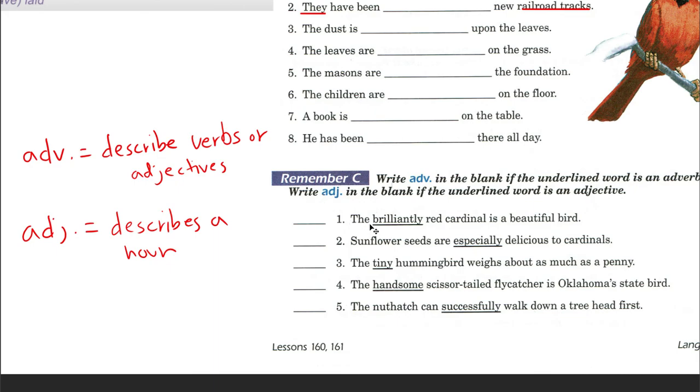So let's do the first one together. The brilliantly red cardinal is a beautiful bird. So brilliantly, what word is it describing? Is it describing cardinal or red? Brilliantly red, correct? So red, is that an adjective or a noun or a verb? It's an adjective. So the adverb describes an adjective, so it's an adverb. Number one. Okay. All right.